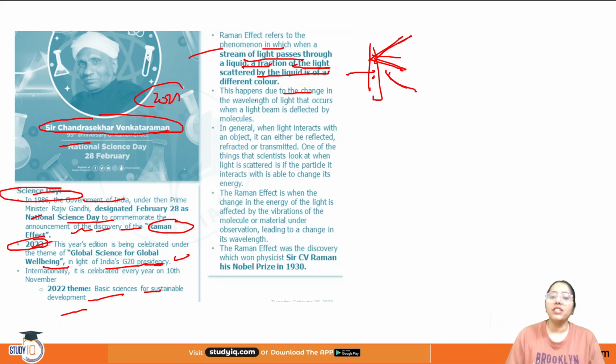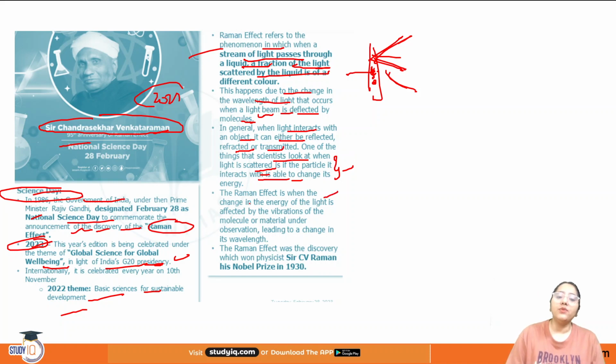This happens due to the change in the wavelength of the light that occurs when a light beam is deflected by the molecules. Molecules are present in the liquid. In general, when light interacts with an object, it can either be reflected, refracted or transmitted. One of the things that scientists look at when light is scattered is if the particle it interacts with is able to change its energy. So if the light is interacting with those particles which are able to change its energy, then only the light can be scattered. Otherwise, we have always seen about the reflection, refraction and transmission of the light.